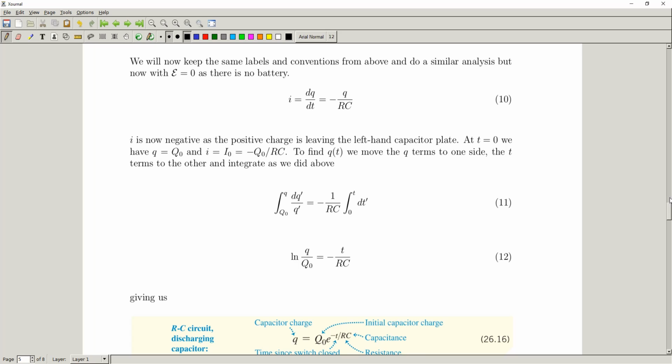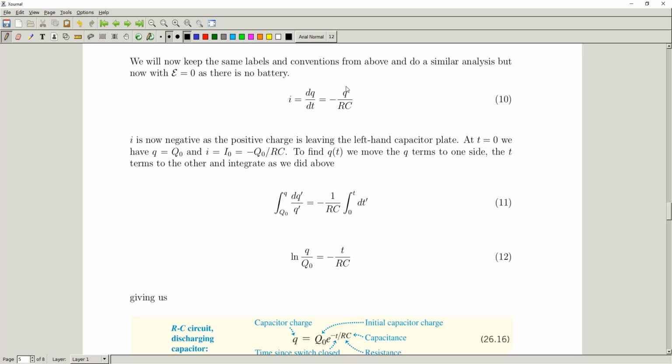At a time t equals 0, we have Q equals capital Q naught, and I is going to be equal to our initial current, which is going to be equal to this value here, which is simply this with our Q naught substituted in here. Okay. To find Q as a function of time, we're simply going to do what we did above. We're going to move all the Q terms to one side, all the T terms to the other side, and then do a very simple sort of integration like we did before.